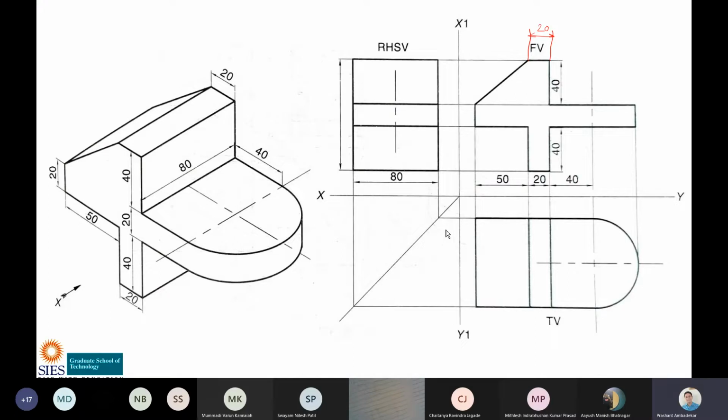Okay, I can see front view, top view. Move slightly towards side view. Show me side view. Okay. Good. Now I will suggest, okay, you can turn off your camera. Good, Naman.